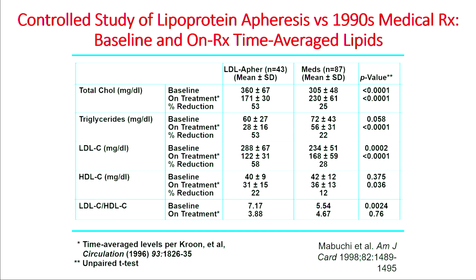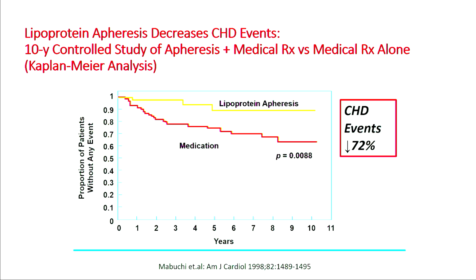So here we see the lipid numbers. If we focus in on LDL cholesterol, it went from 288 to 122 on treatment, so basically a 60% reduction. And then the meds group came down 20%, 28%. You can see the total cholesterol is pretty similar, but the LDL being the main effect. And the triglycerides were pretty well controlled in both groups, so that wasn't really a big issue.